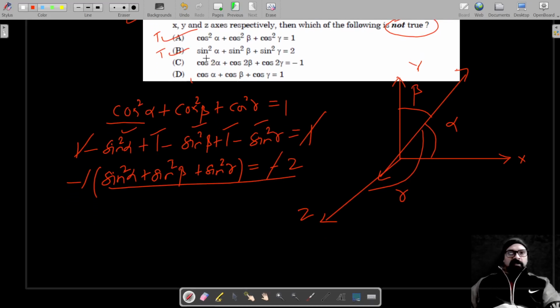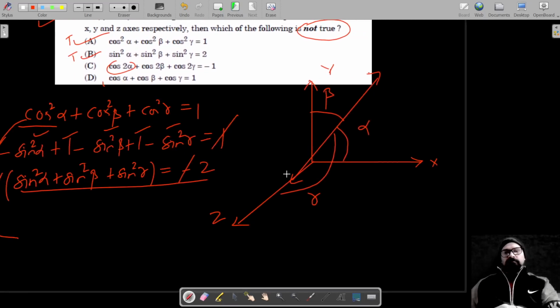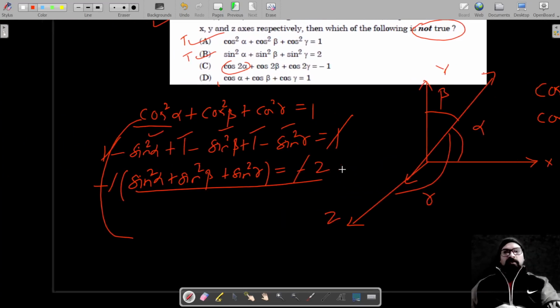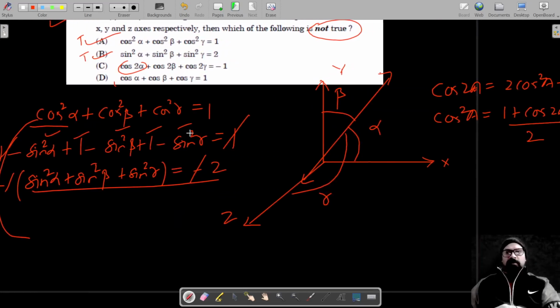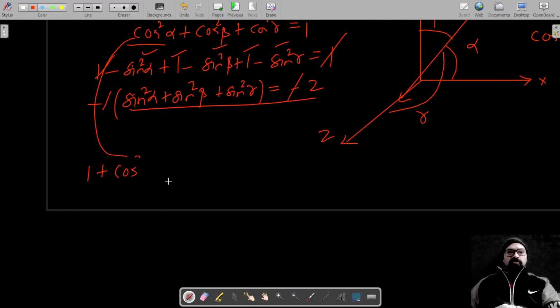Now let's check if you can get cos 2 alpha. For cos square alpha, we know that cos 2 alpha is equal to 2 cos square alpha minus 1. So that means cos square alpha I can write as (1 plus cos 2 alpha) by 2. Instead of cos square alpha, I can write 1 plus cos 2 alpha, by 2.